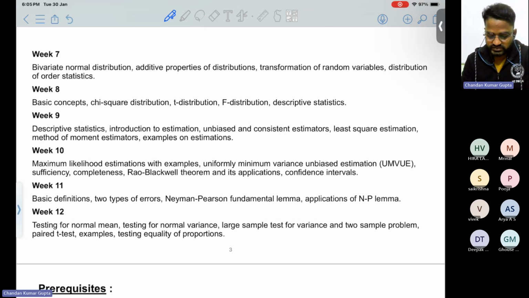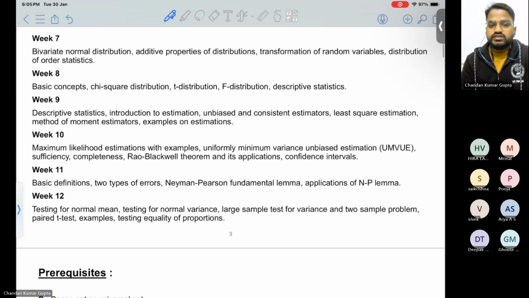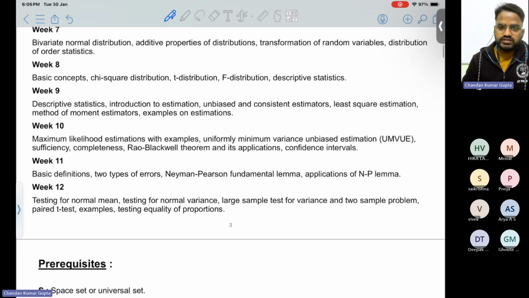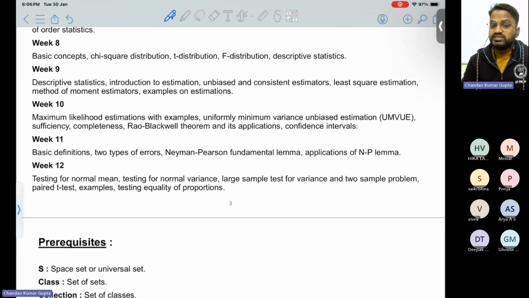In week 7, we will discuss the bivariate random distribution function, the properties of bivariate normal distributions, and the transformation of random variables. From week 8 on, we will discuss the exact sampling distributions, that is chi-square, T and F distributions. These are also known as small sampling distributions. Then we will discuss descriptive statistics, which is the distribution of data, and how we evaluate the distribution of this type of data.